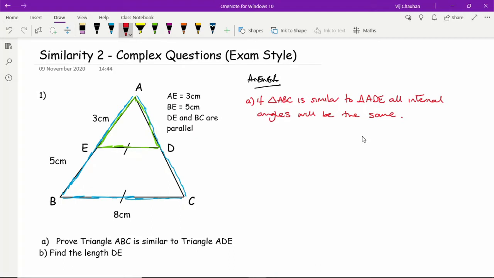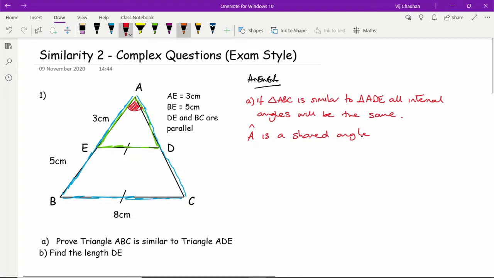So to start off with, angle A is a shared angle. What I mean by that is, as you can see from the two triangles, the green and the blue triangle, this angle here appears in both. So therefore angle A is going to be the same for both of those.